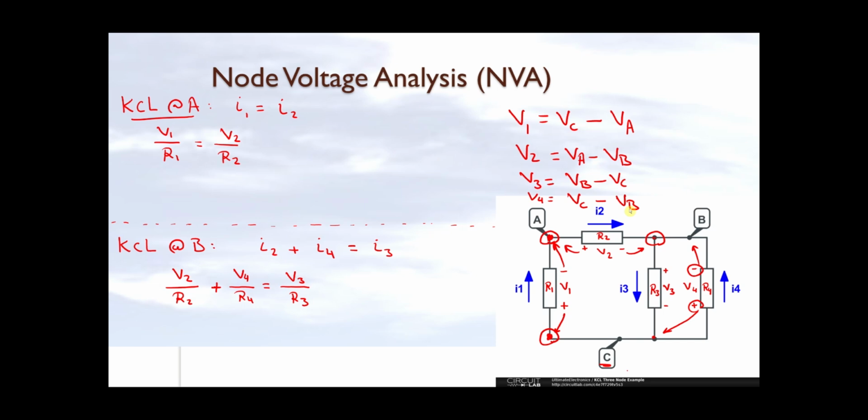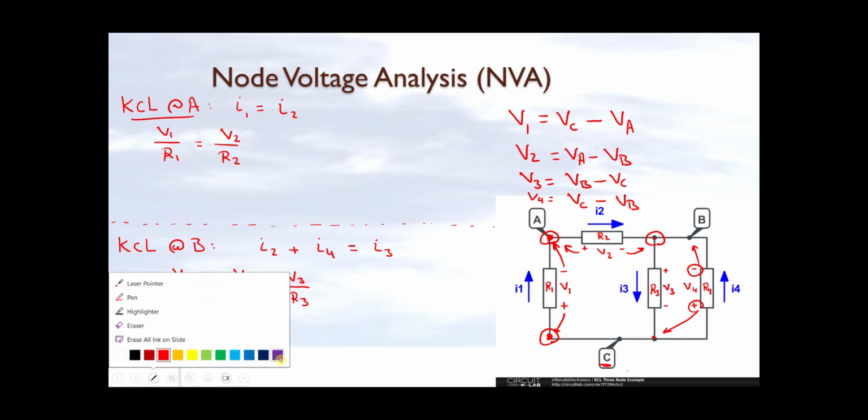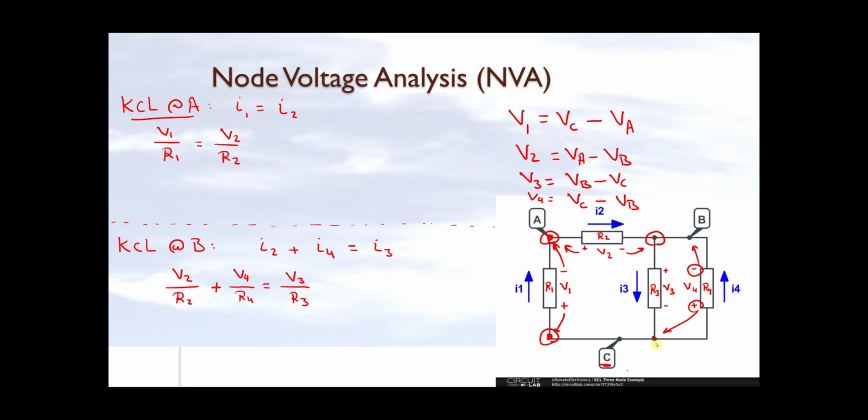So now we have to manually pick a reference. It could be any node. For simplicity, let's assign node C to be the reference, and if we do so, I now announce that VC is equal to 0 volts. All voltages will be measured with respect to node C. Now I can update my expression for V1. It would be 0 minus VA, which equals minus VA.